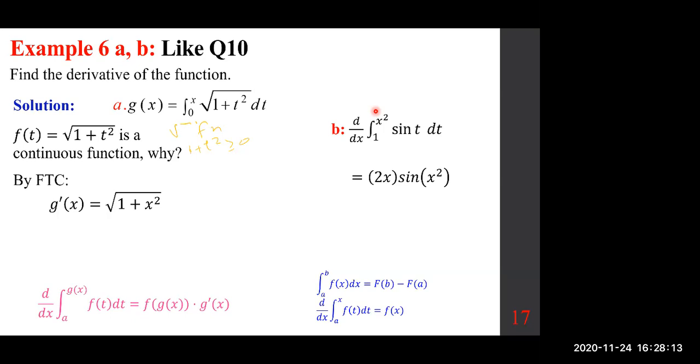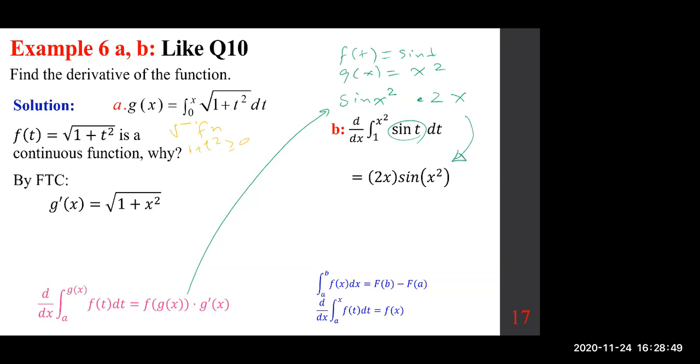Okay. So I want to make sure that if we want to explain that, we say, okay, f of t equals sine t, g of x equals x squared. Okay, so we get f of g of x times g prime of x, and we put the 2x in front. That's really the idea. Okay.